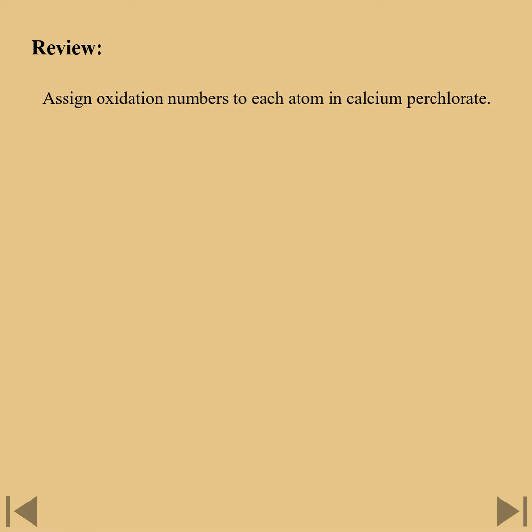Okay, let's practice some of the things that we've just learned. We're asked to assign oxidation numbers to each atom in calcium perchlorate. Well, here's the formula of calcium perchlorate. The calcium is in its ionic state, so it's going to be +2. And now we need to find the oxidation number of the chlorine and the oxygens, knowing that the perchlorate ion has a charge of -1. So again, the perchlorate ion, ClO4, has a charge of -1. So the sum of the chlorine and the 4 oxygen charges is equal to -1.